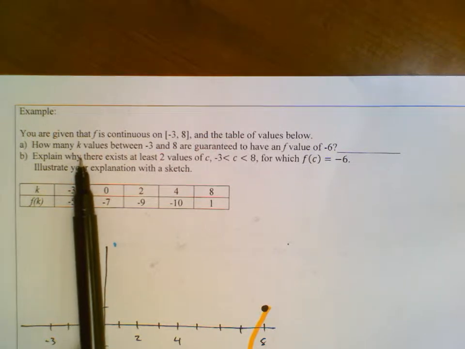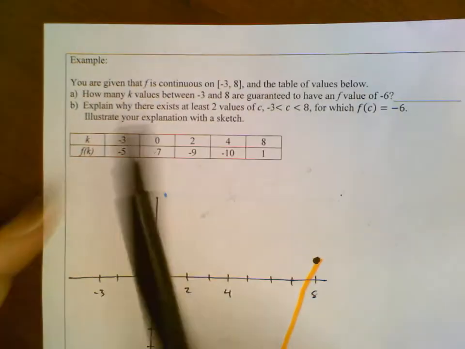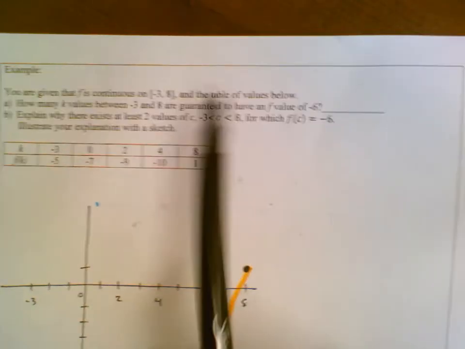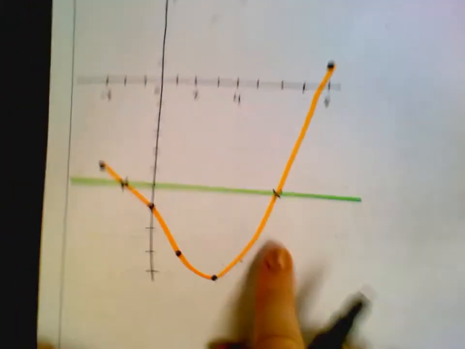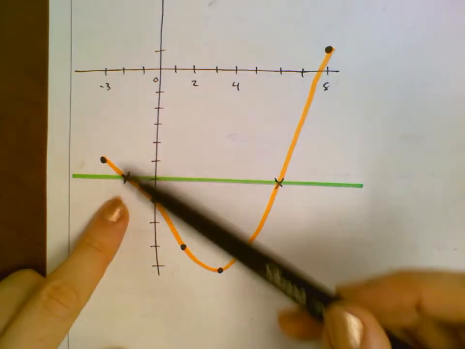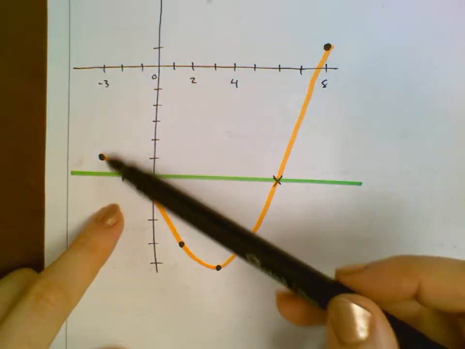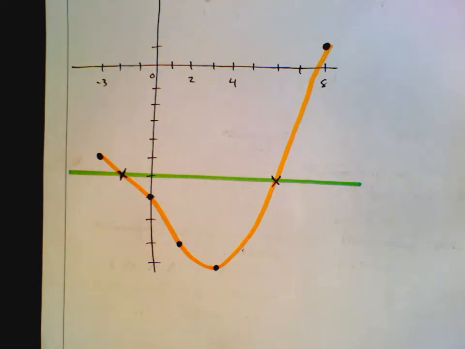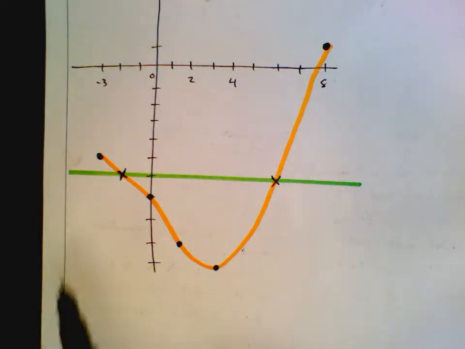So the answer, how many, oh, k values, my bad. Why k? What did I do? How many k values? Oh, duh, because k is the input variable. How many k values between negative 3 and 8 are guaranteed to have an f value of negative 6? The answer is 2. So we're guaranteed to have 2 k values, but guys, this orange graph could be a lot curvier. So there could be more than 2 k values that have an output of negative 6, but we're guaranteed to have these 2 at least.